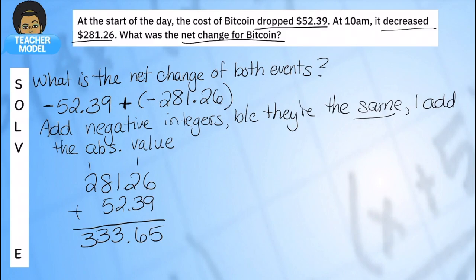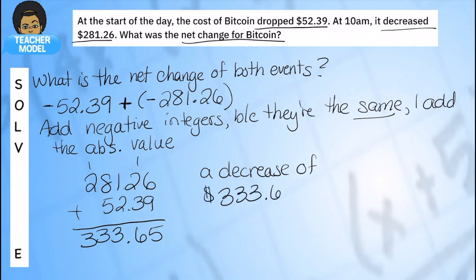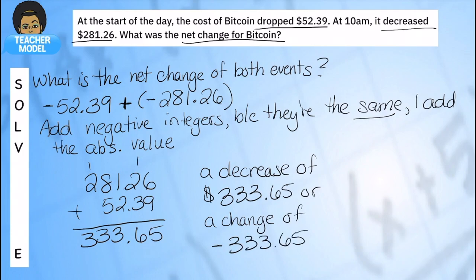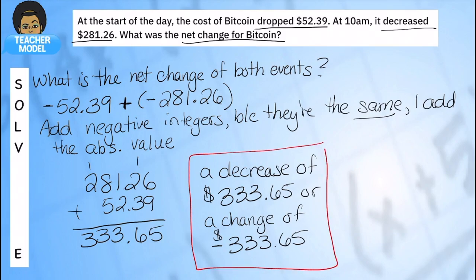So this was my change, but I know that it became more negative. So it dropped, a decrease of $333.65, or a change of negative 333.65. Okay, there is my answer. So we have it here. We're going to verify it using the inverse operation. So looking at our work, where would I make a mistake? I don't want to make any silly errors.